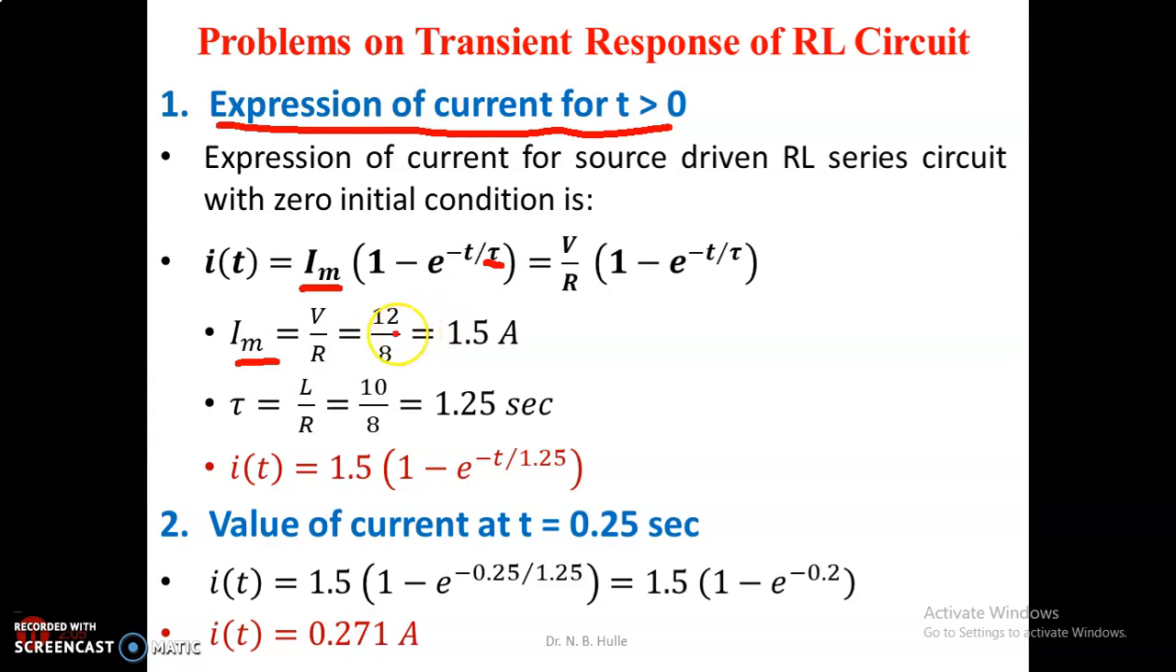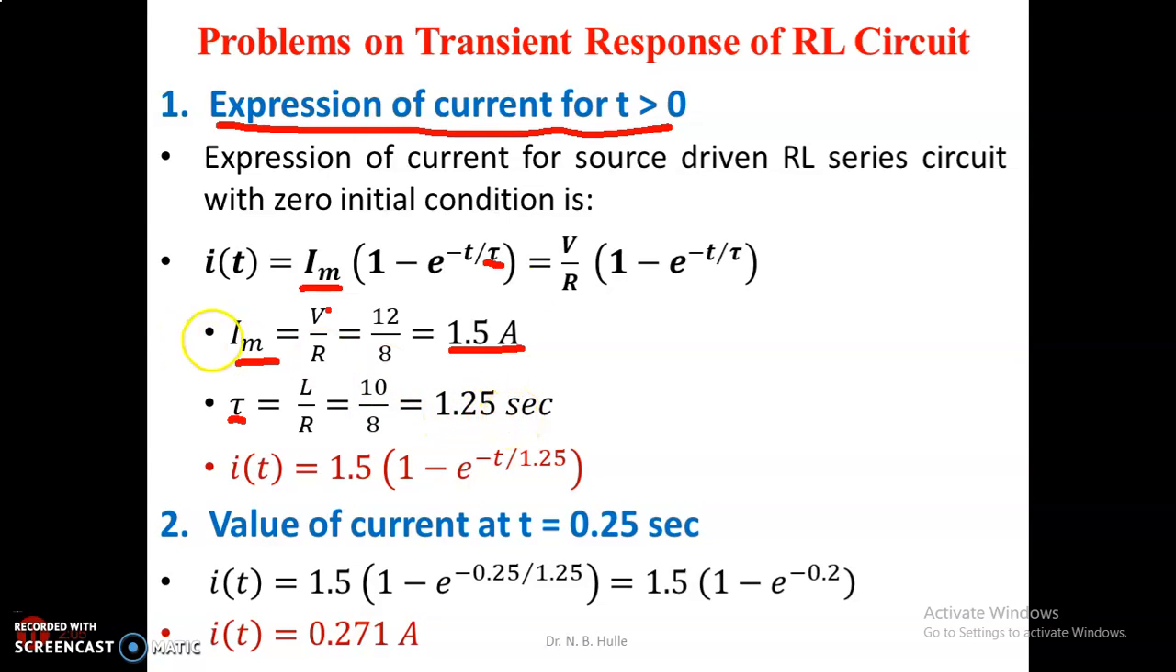For this particular circuit, V is 12 and R is 8. That's why 12 divided by 8 is 1.5 amperes, which is the maximum current in the circuit, Im. Similarly, the time constant of an RL circuit is given by L upon R. L is 10 divided by the resistance 8, that is 10 divided by 8. It is 1.25 seconds, which is its time constant.